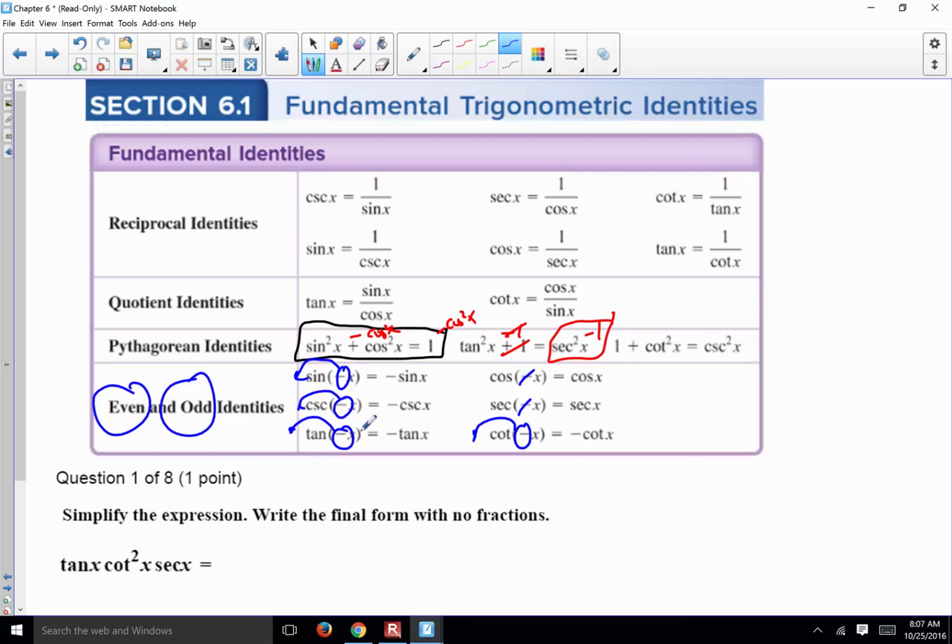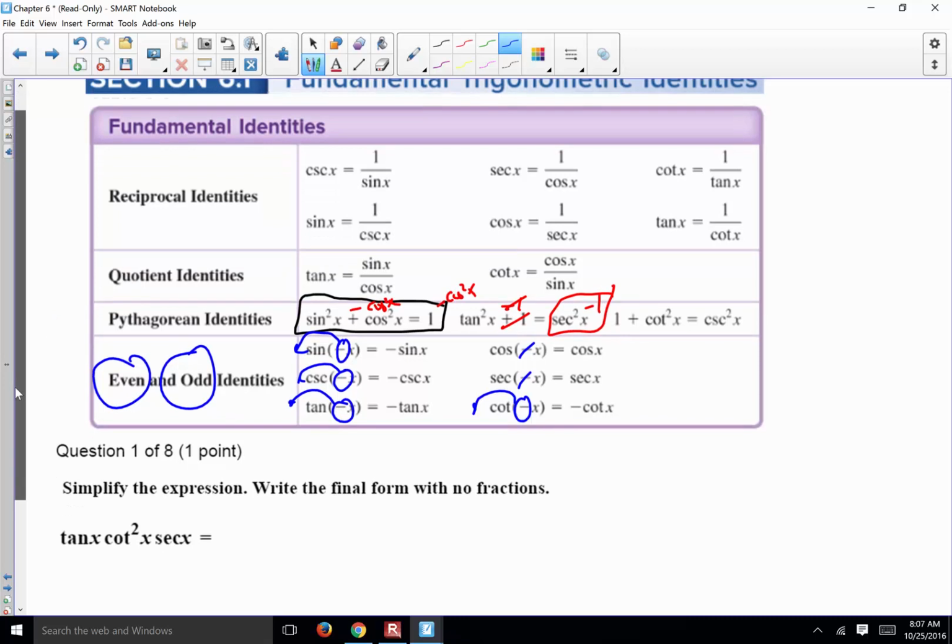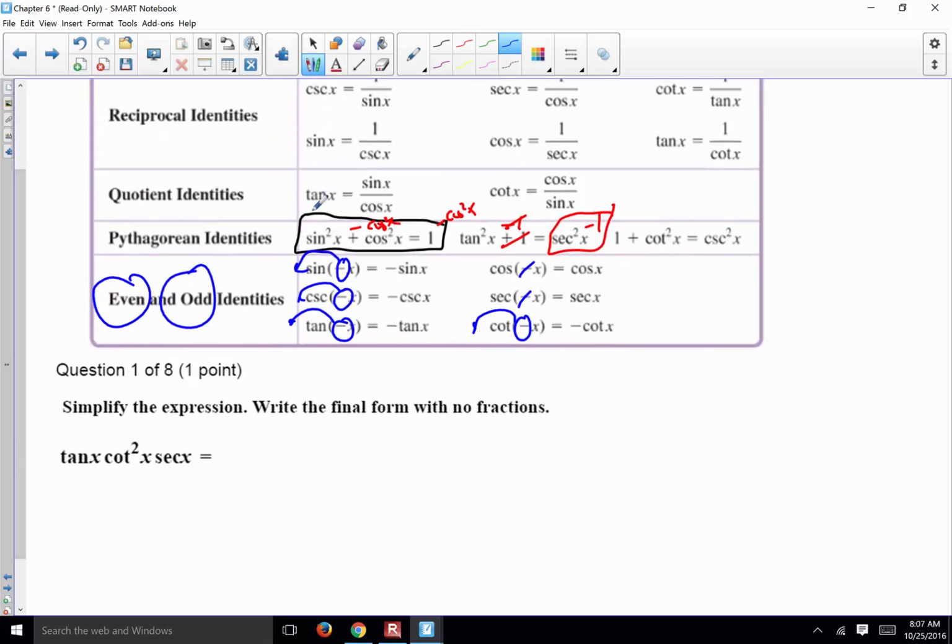Again, which 2 are even, which 4 are odd? Secant and cosine are even, that means minuses disappear. But the other 4 are odd, meaning the minus goes out. Okay? Alright, ready for our first question now. Well, we'll pick one or more identities and use them in this mess. Look at the mess. To do what? Simplify. You want to get rid of as much junk as possible here.